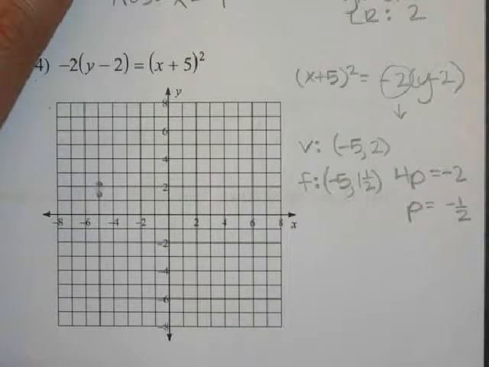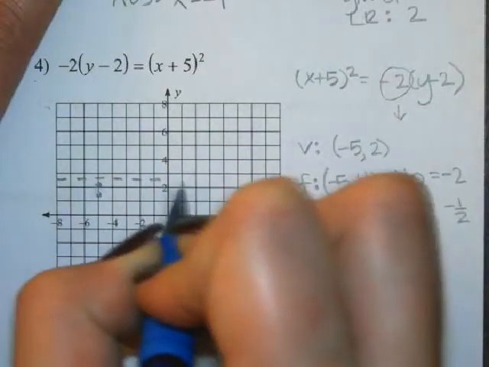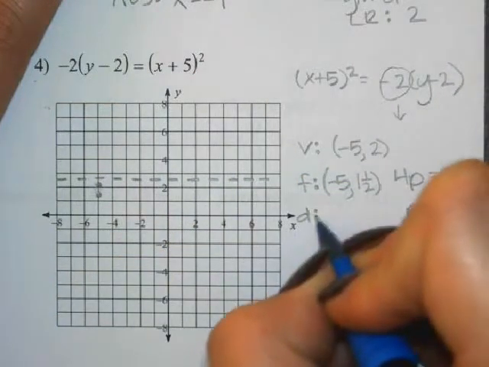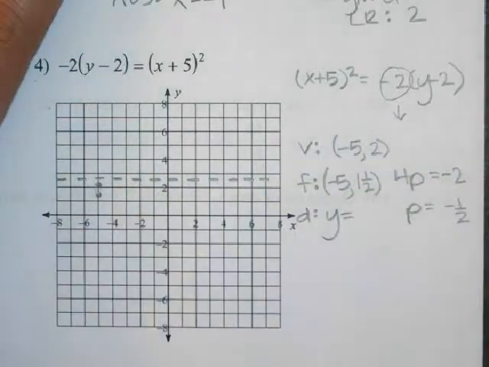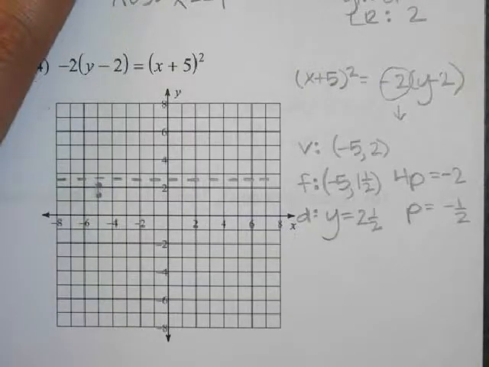Okay. And then what else do we do? The directrix goes up 1/2 and make a line. So the directrix is a horizontal line, y equals 2.5. Okay. So we have the vertex, we have the focus, we have the directrix. What are we going to do next? The endpoints of the LR. How do we do that?